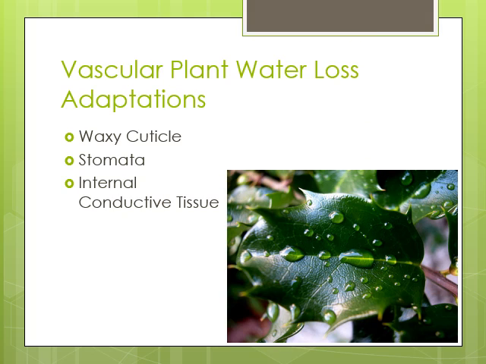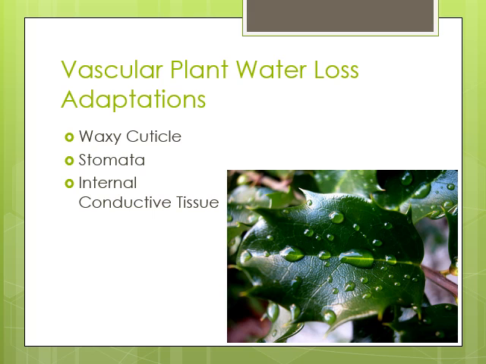All of these vascular plants are going to have to minimize the amount of water loss. To do that, they've got 3 adaptations. And this is pretty much definitely on the exam, just this list. 3 adaptations for vascular plant water loss. Wax on the outside, stoma, and the internal conductive tissues.